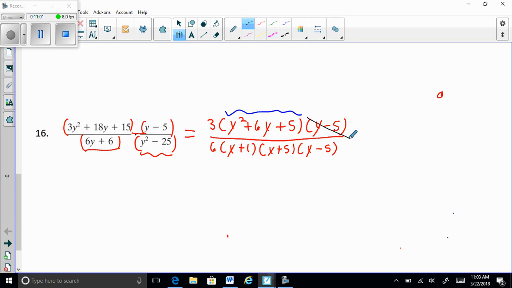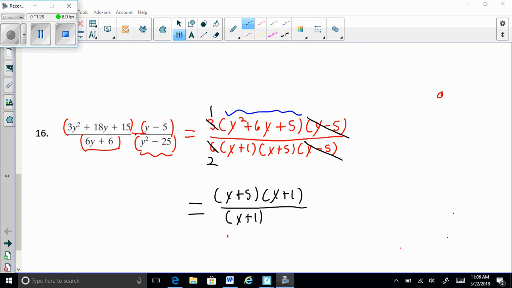So let's see, the y minus 5, and then the 3 and the 6, we can reduce that down. So we're left with this trinomial, and we'll factor that into y plus 5, y plus 1. And then on bottom, we're left with a y plus 1. Okay, sorry about that. So we're left with this y plus 5 down here, and then we don't want to forget about the 2 we had.